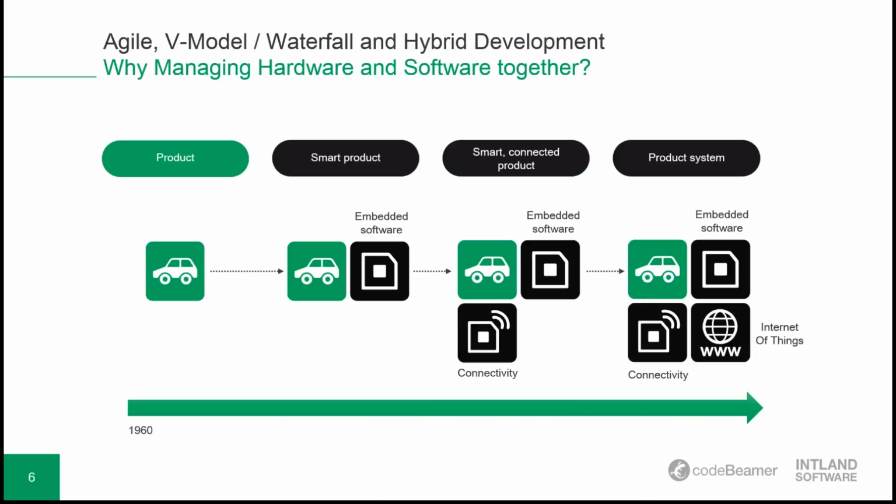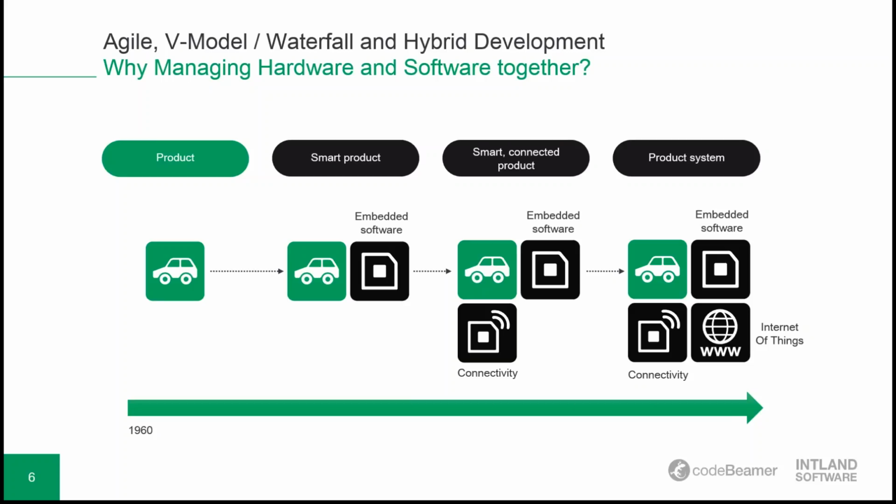So before talking about the development with Agile, Waterfall, or Hybrid, I would love to explain why we think that talking about managing hardware and software together is important. Back in the 60s, manufacturers only needed to develop the product, technically the hardware components. But over the past few years, products became smarter. You can also call it more connected. And therefore, manufacturers need to care about the development of the software components too.